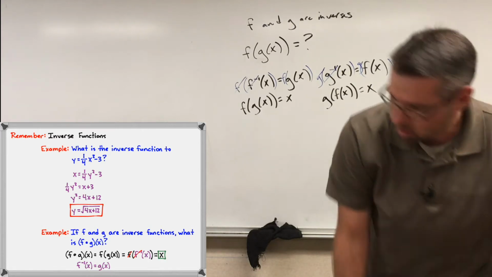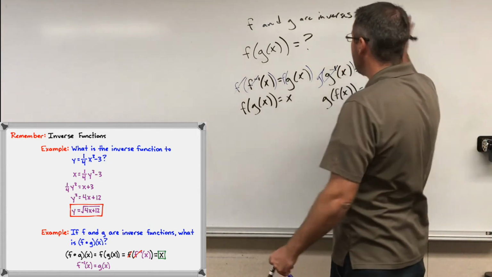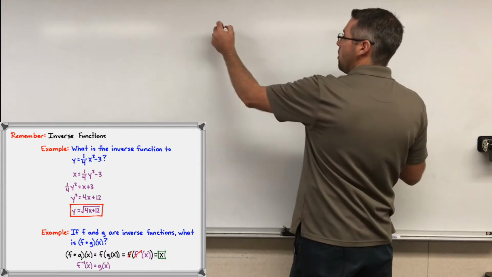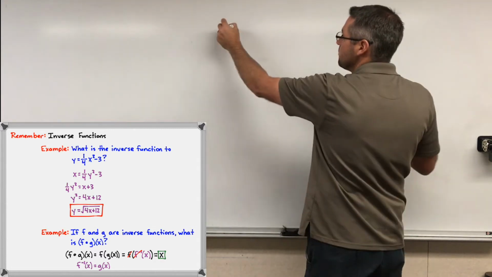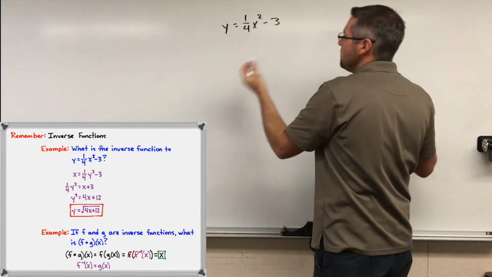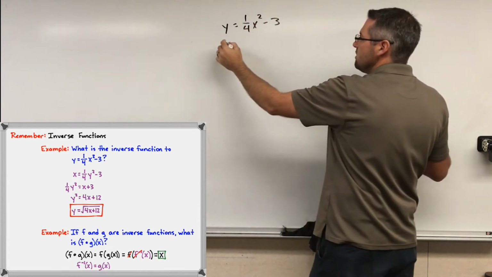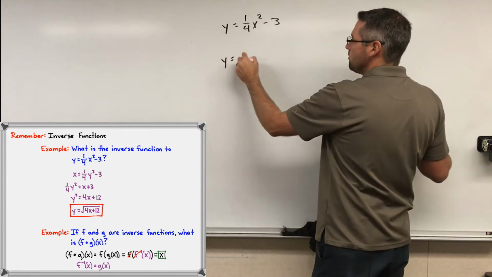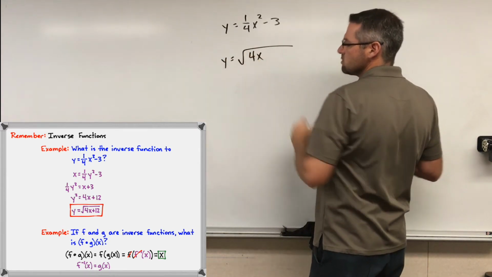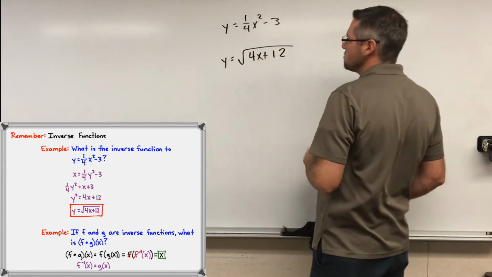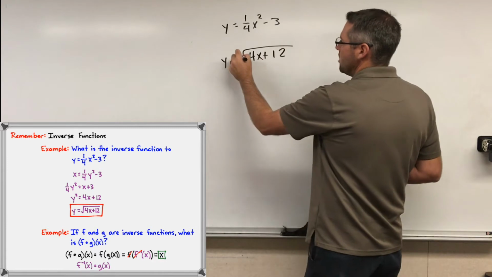Okay. In our previous example, we had our two functions. We had y equals 1/4 x squared minus 3. And then we had the inverse of that. The inverse was y equals radical 4x plus 12, right? And we could do the plus or the minus. It shouldn't matter. Plus or minus here.